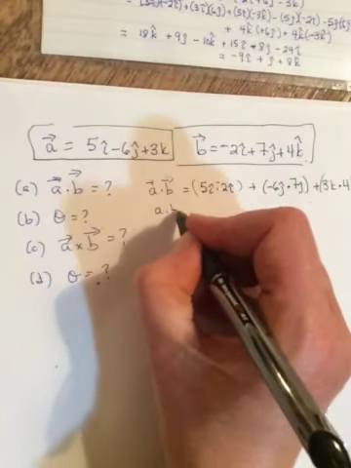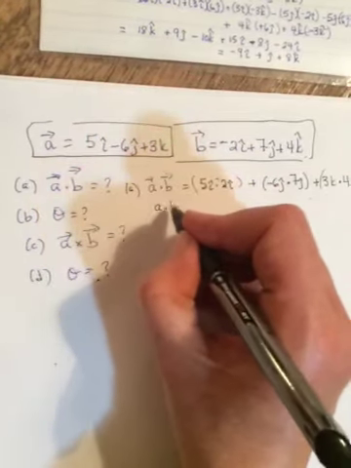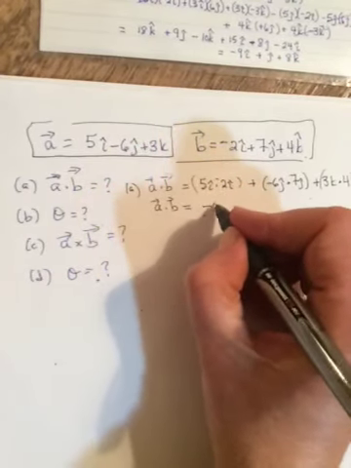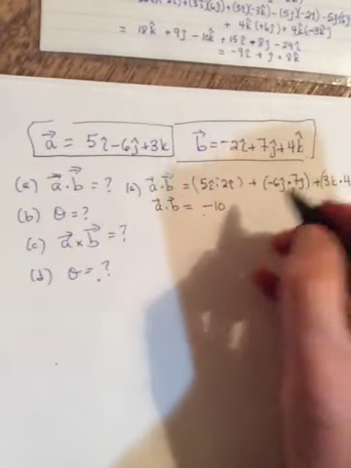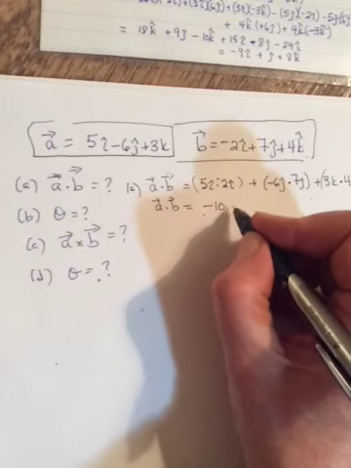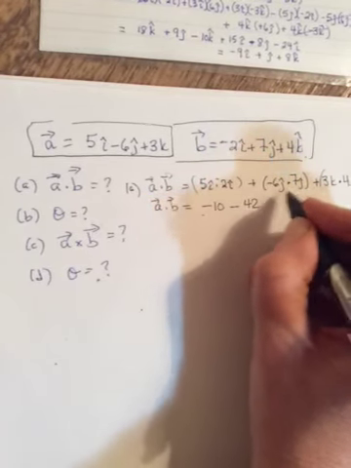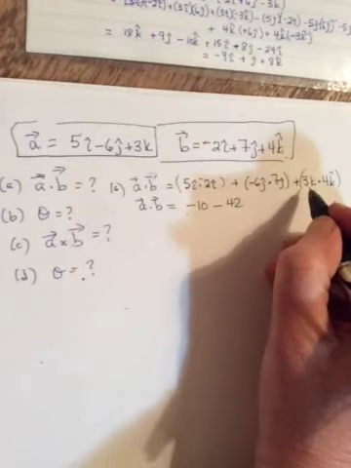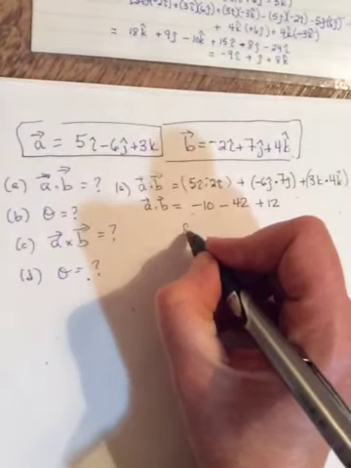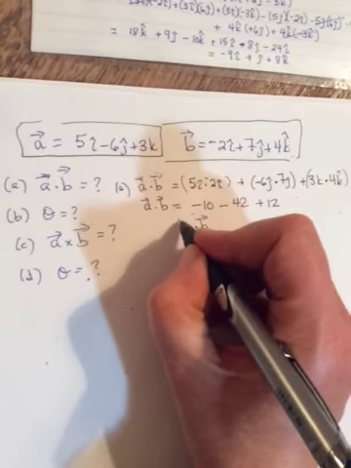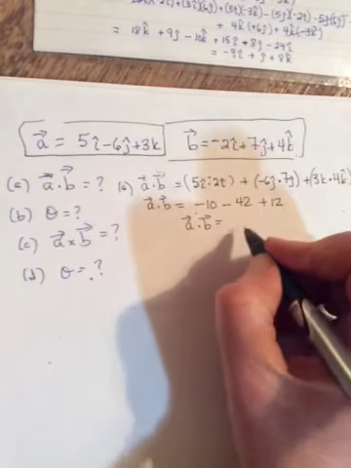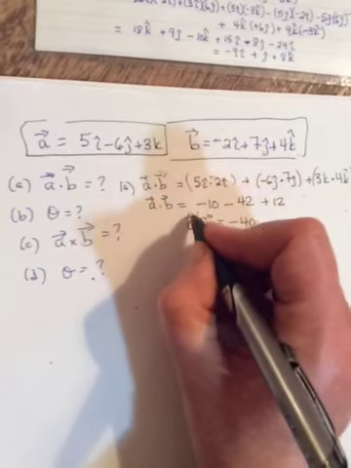Okay, so A dot B is going to be 5 times negative 2, so negative 10. i dot i is just 1, it disappears. Negative 6 times 7 is negative 42, and again j dot j is 1, it disappears. 3 times 4 is positive 12. The k dot k disappears, so you're left with A dot B equal to negative 52 plus 12, which is negative 40 for part A.